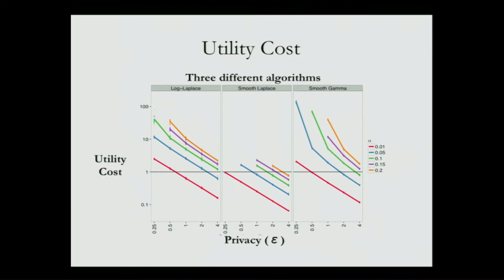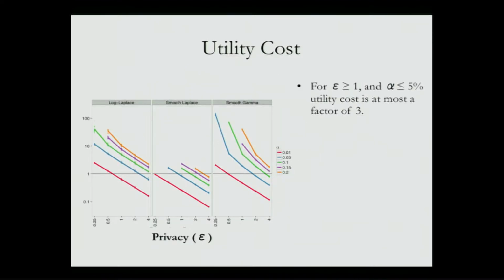So what we found was that for some values of epsilon greater than 1 and alpha less than 5%, the utility cost was at most a factor of 3 across all of these algorithms. In some of these algorithms, if you allowed for a small probability of failure, you could get things that are much better.